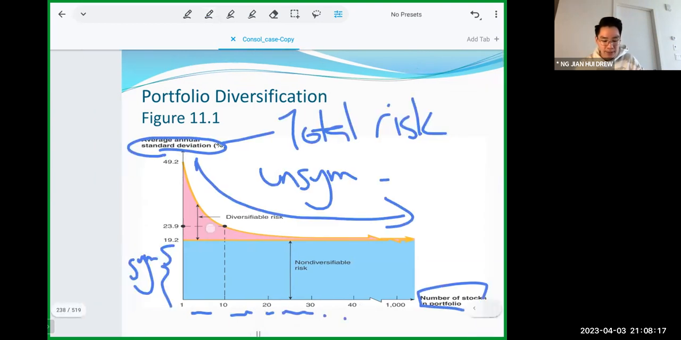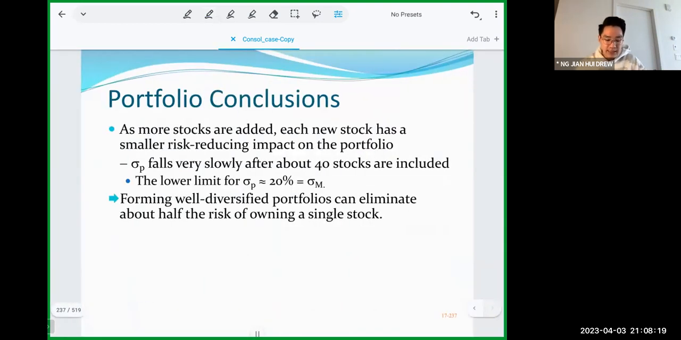And so what happens, okay, so I'm going to jump back to the slide, is that for a fully diversified portfolio, what we only have is the systematic risk component. And on average, we see that around the 40 stocks, the unsystematic risk is fully diversified away. There's no more unsystematic risk.